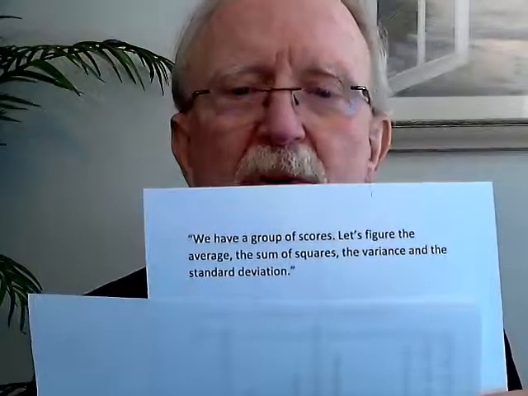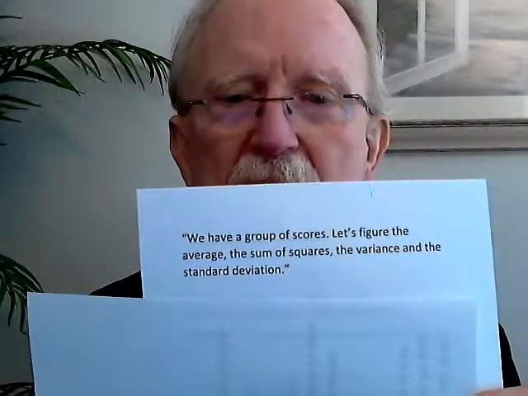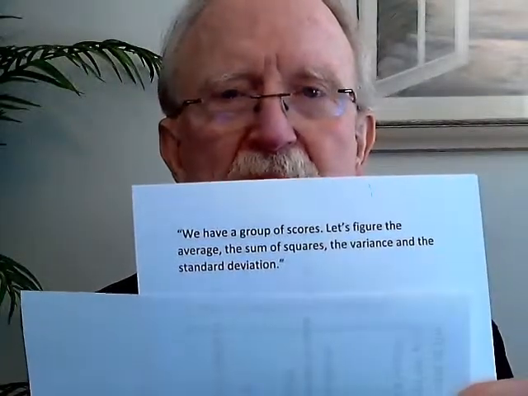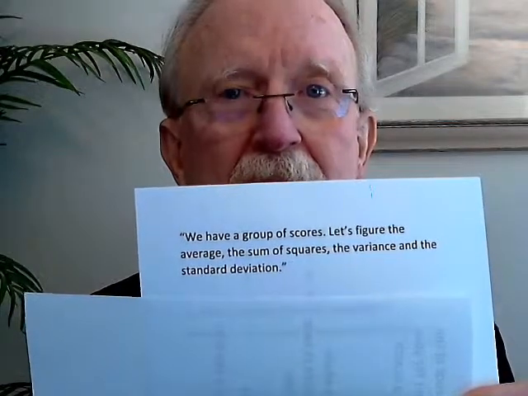Did you figure it out yet? I'll say it one more time. We have a group of scores. Let's figure the average, the sum of squares, the variance, and the standard deviation. Yes. The word sample or population is missing. That's what's missing in the statement.